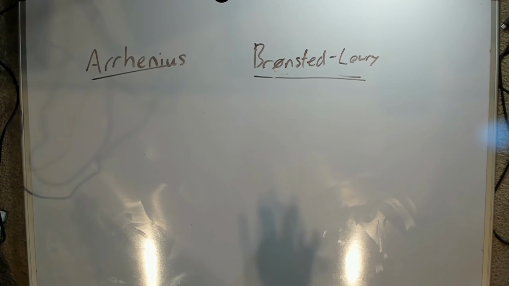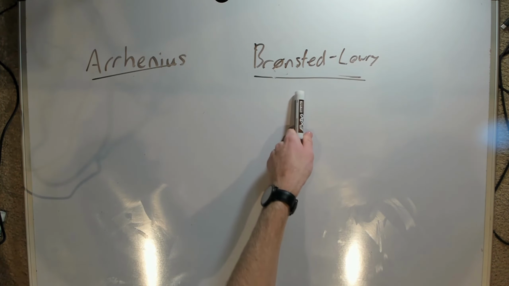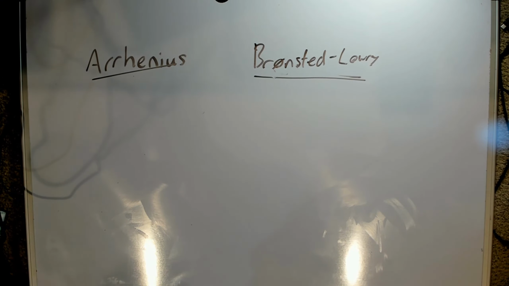So let's classify some acids and bases and make it easier to describe stuff. There are two main leading theories as to what makes an acid and what makes a base. One of them is called Arrhenius, and one of them is called Brønsted-Lowry. Those are the two main ones, and those are the people who thought of them.